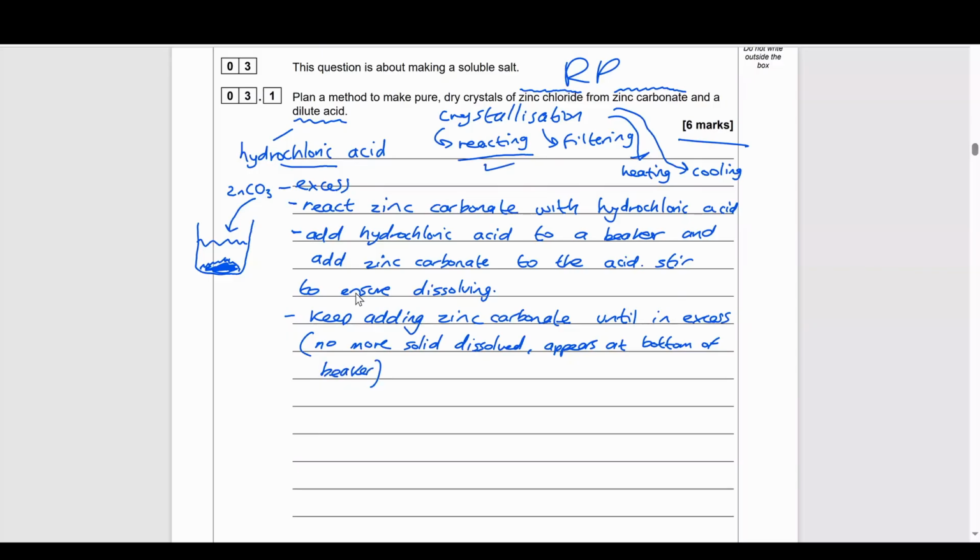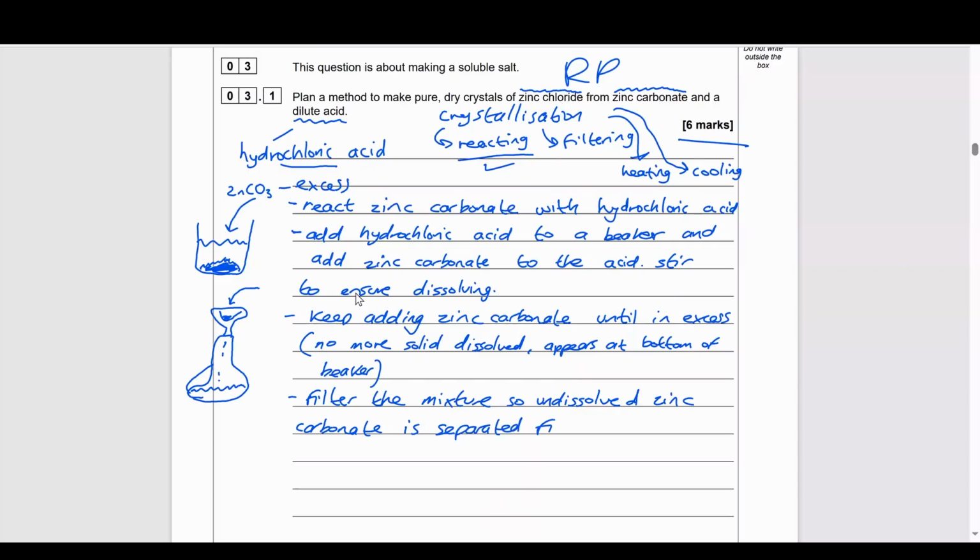Okay, so we've done our reacting description. It's now time for filtering. So how can we filter this here? Well, we would use a conical flask and we would use a filter funnel with some paper. So when we pour our mixture, the solid, which hasn't dissolved, should remain in the filter paper, form our residue, and then whatever has dissolved will go into the conical flask. So filter the mixture: undissolved zinc carbonate separated from dissolved zinc carbonate. Okay, so we've done the filtering.